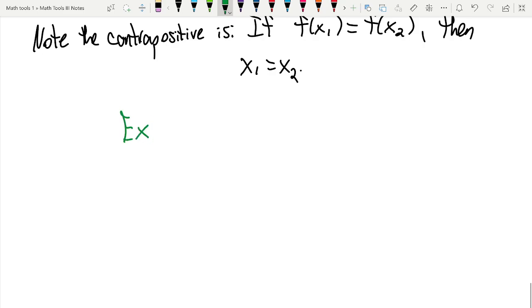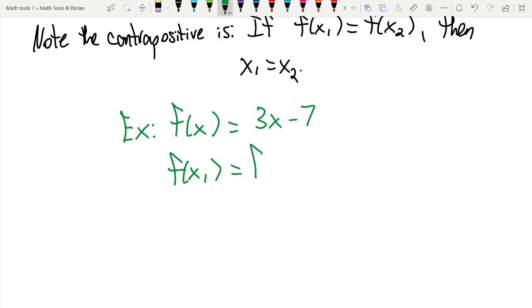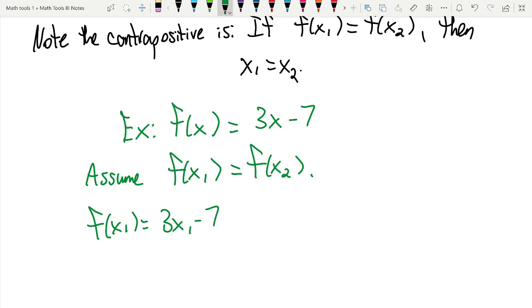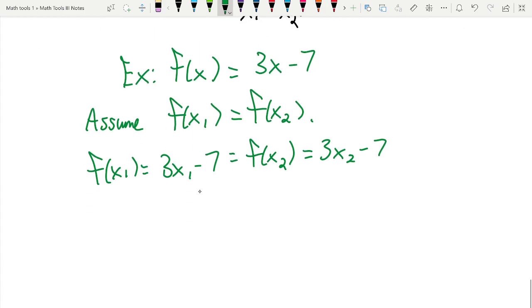So, for example, we could look at f of x equals 3x minus 7. Okay, f of x1 equals f of x2. We're assuming this. Well, f of x1 equals 3x1 minus 7, and f of x2 equals 3x2 minus 7. Okay, so now you add 7 to both sides.